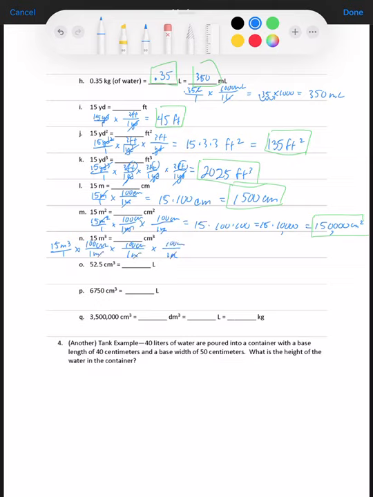Okay, all those meters will cancel at the bottom. And we multiply all the 100 centimeters together. So I have 15 times 100 times 100 times 100, which is equal to 15 times a million, which is equal to 15 million centimeters cubed.